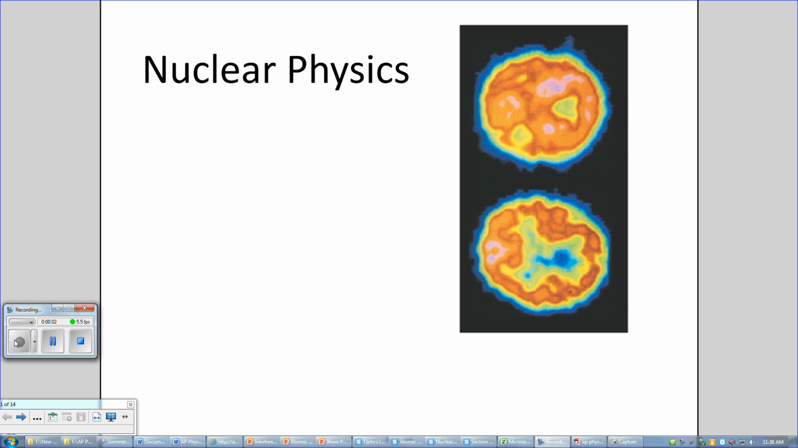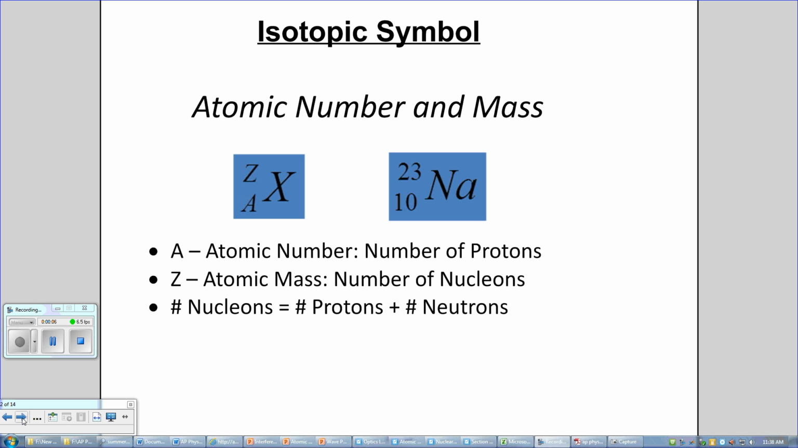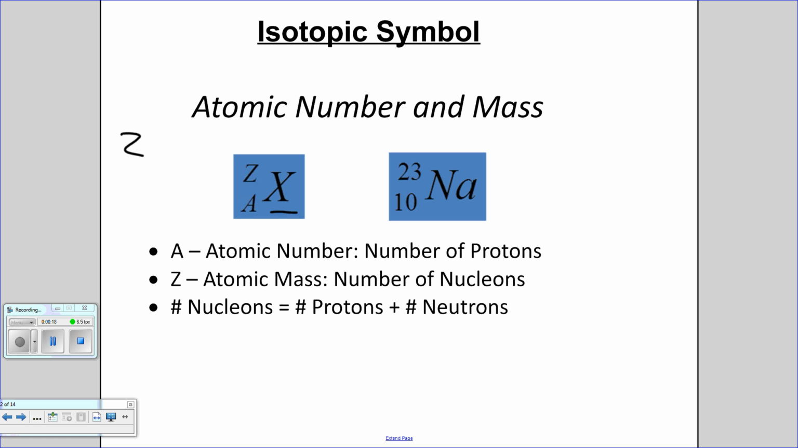This video is going to look at nuclear physics. All right, let's first start with the symbols. These might be somewhat familiar from chemistry. You're going to have some sort of element, and then you're going to have the atomic mass and the atomic number.